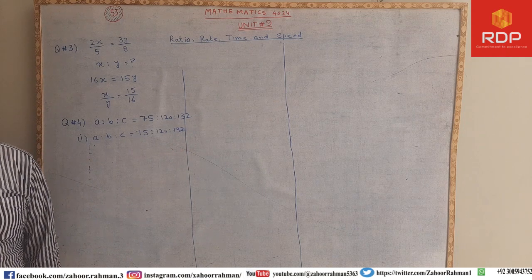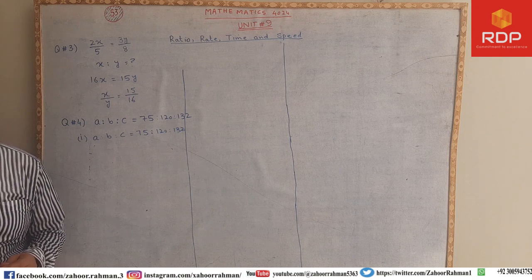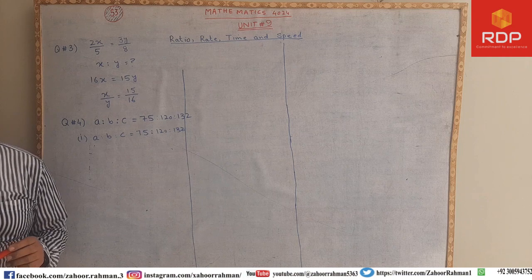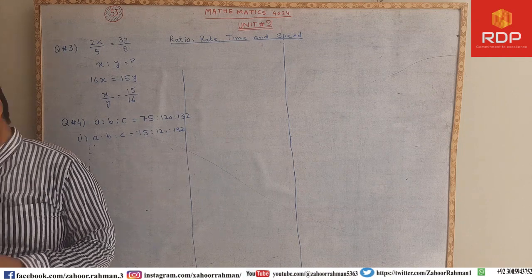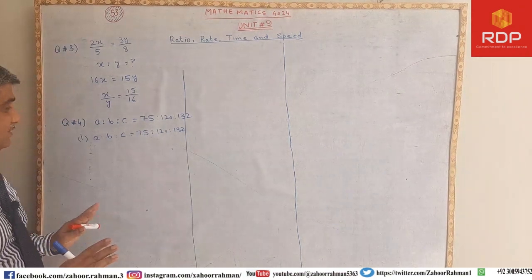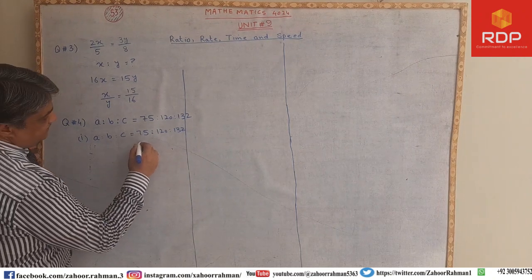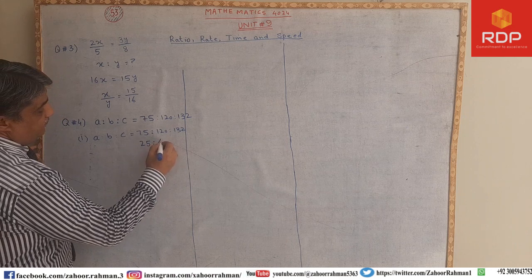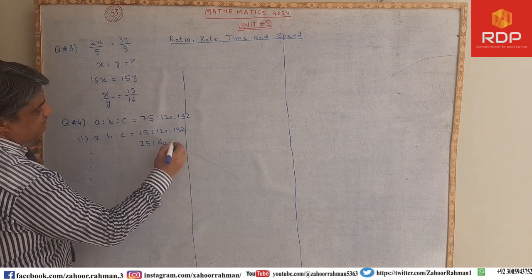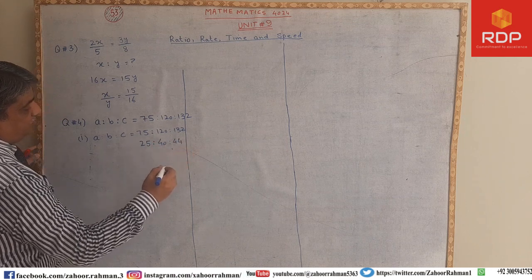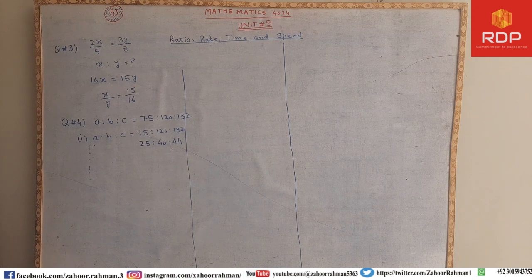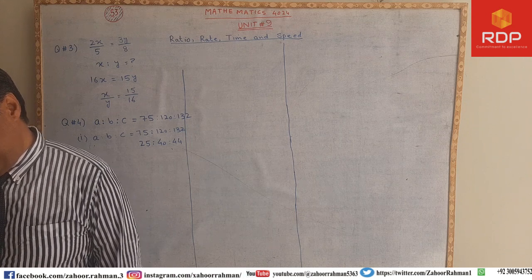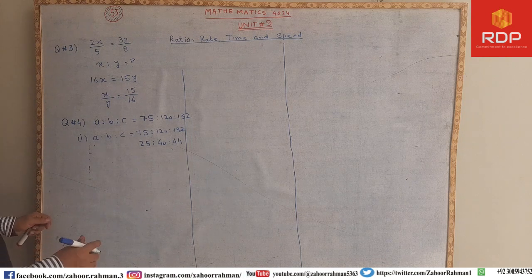If we want to divide all of them, we can divide them by 3. Dividing this by 3 will give us 25, 40 and 44, and that is the simplified ratio. Now the B part, they are saying find B ratio A.